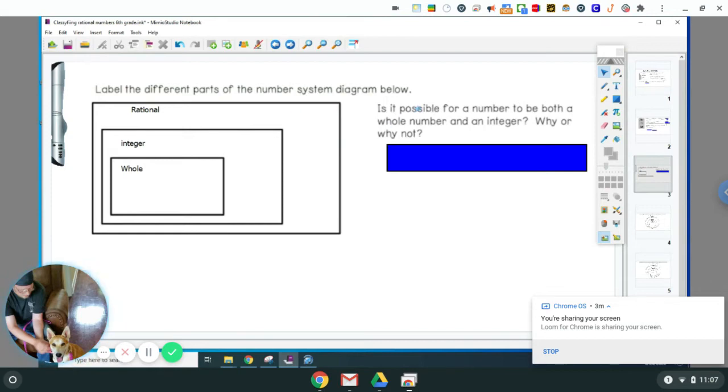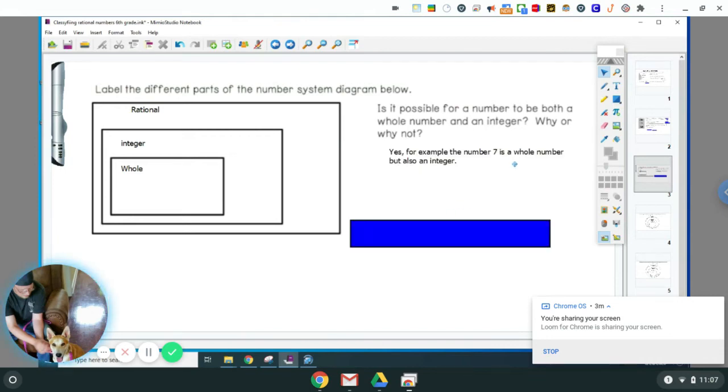So the question is, is it possible for a number to be both a whole number and an integer? Why or why not? Yes, actually, that is very true. For example, the number 7 is a whole number, but also an integer and also a rational. So basically, if the number belongs in the bottom or the middle square, then yes, it is a whole, yes, it is an integer, and yes, it is rational. It's all 3 of them.